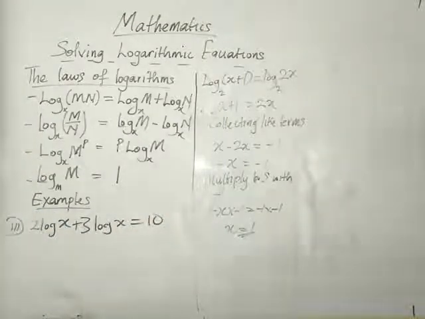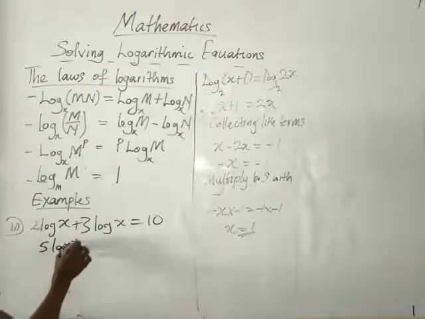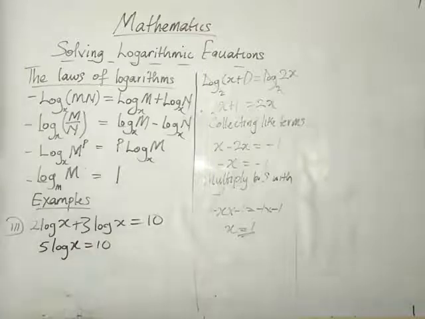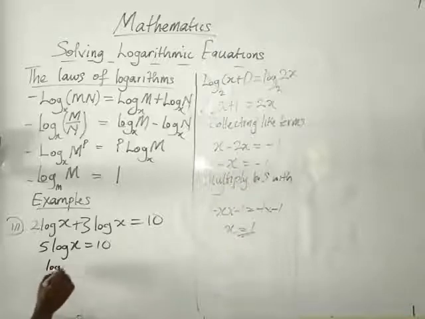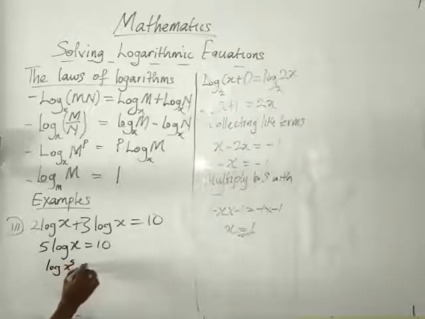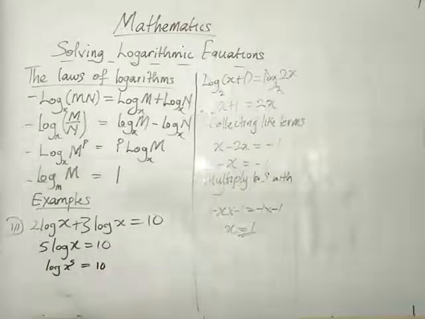We have 2 log x and 3 log x, giving me 5 log x equals 10. With that, that's justified. I have log x raised to power 5 equals my 10 here. At this junction, we are trying to get the value of x.